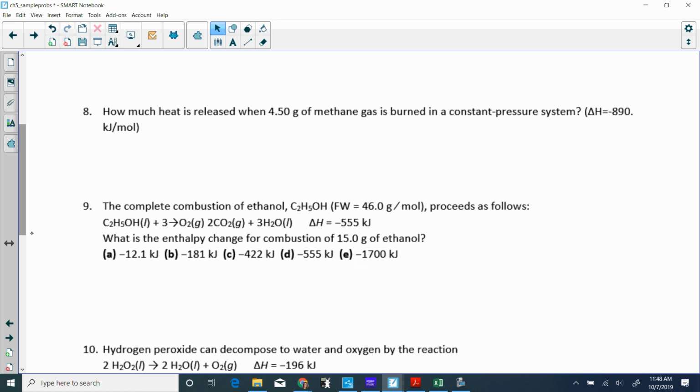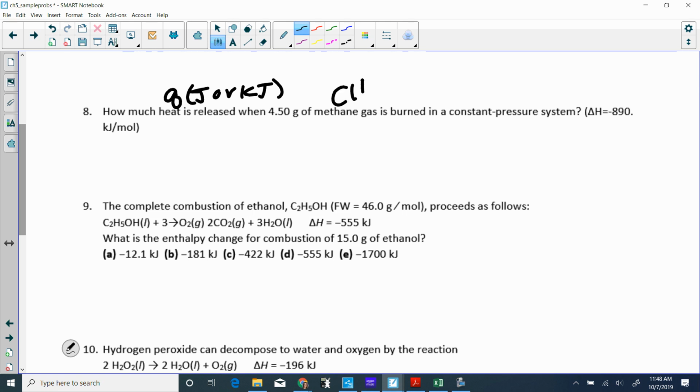How much heat? Heat is Q. Q is joules, or you could do kilojoules. Is released when 4.50 grams of methane. Okay, methane is just something you're going to have to know. Today is like day 1 of learning it. Methane is CH4, just like ammonia is NH3, ammonium is NH4 with the plus charge. Constant pressure is just telling you that Q is enthalpy.